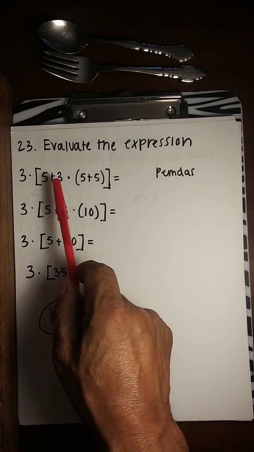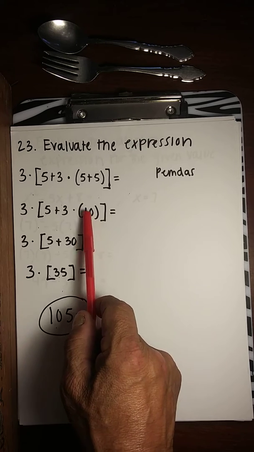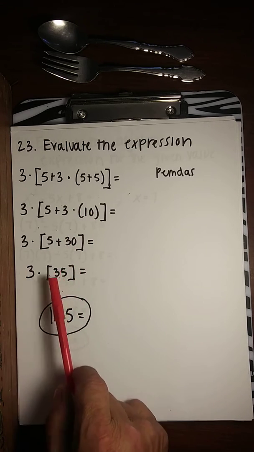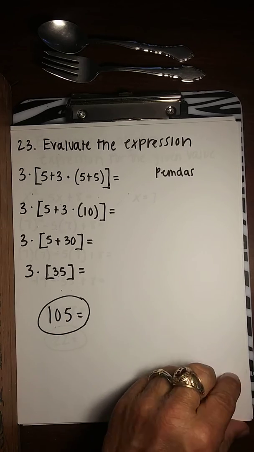Let's see this one. 5 plus 5 is 10. 3 times 10 is 30. Now we can add these numbers together. 35. So 3 times 35 is 105.